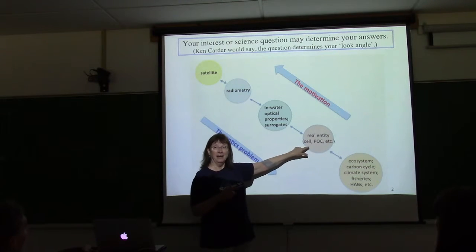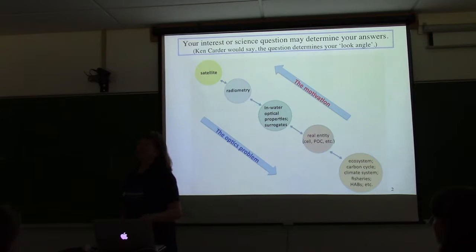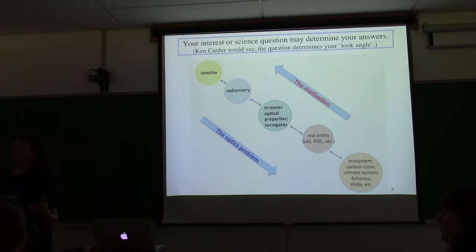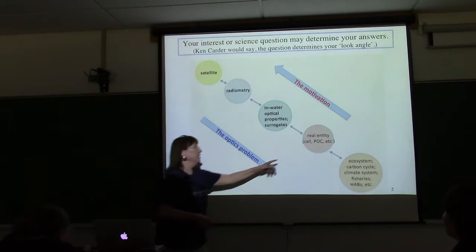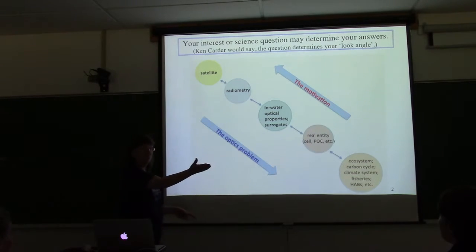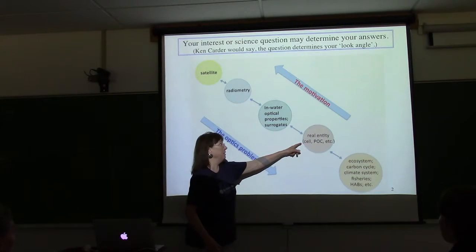And very often, how you define the real entity, going back to, do you want particulate organic carbon if you're going to be measuring carbon in the deep sea? Maybe that's what you want as POC. Maybe if you want harmful algal blooms, what you really want is to be able to measure cells.